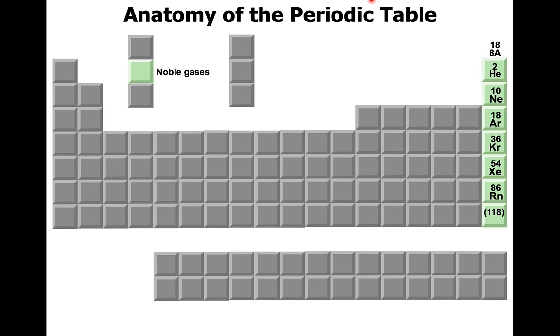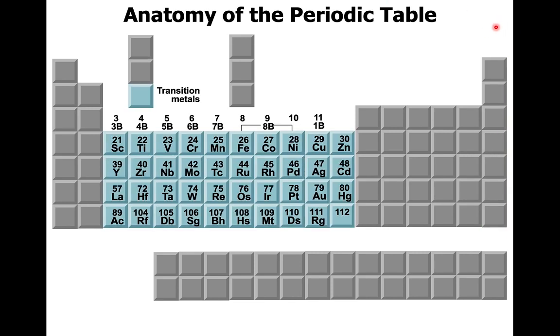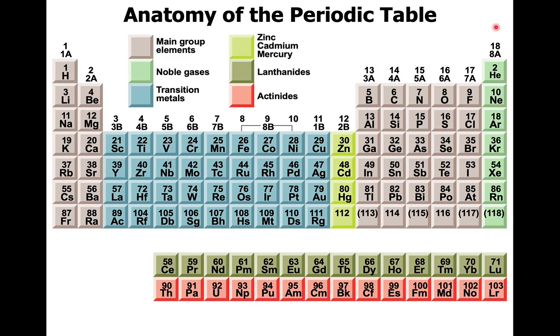Some of the columns we can name. The one on the far right is the noble gases. The group in light blue in the middle is called the transition metals, or the D block elements. On different periodic tables, sometimes zinc, cadmium, and mercury get pulled out of the transition metals.